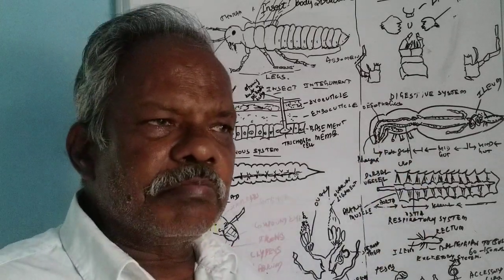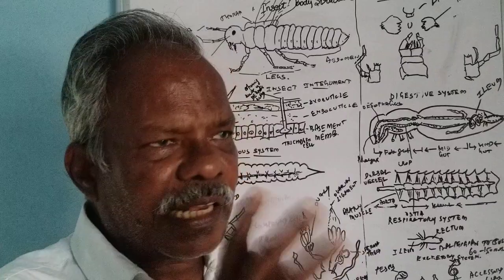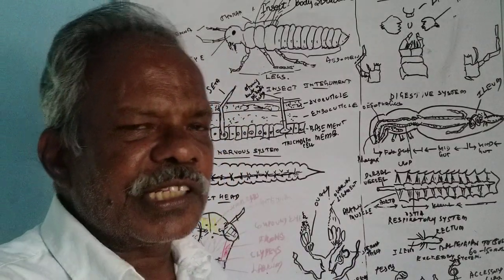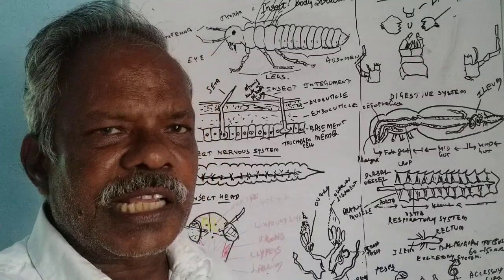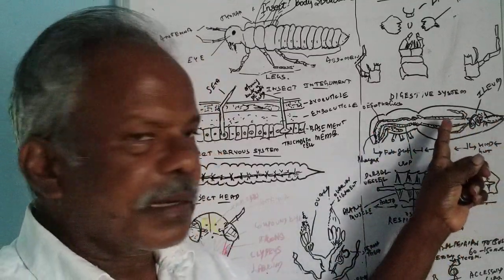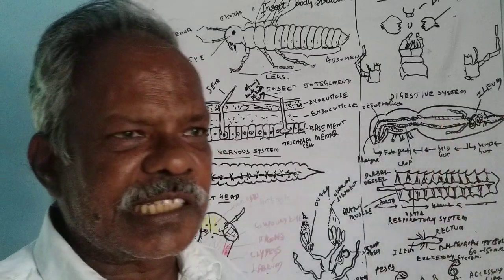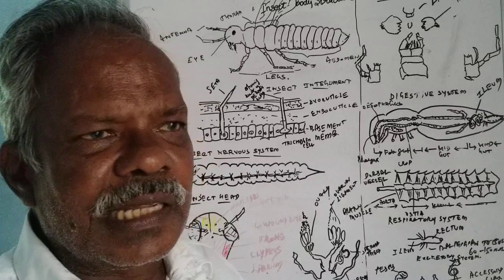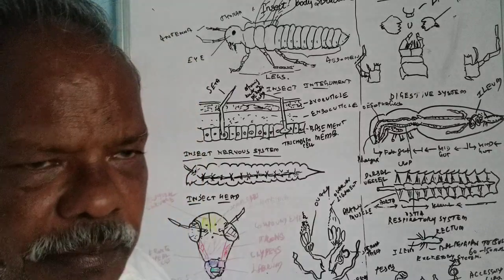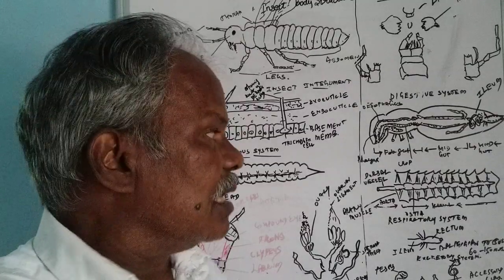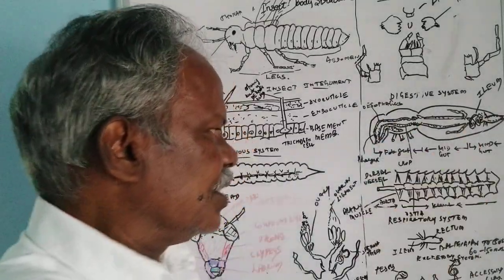Similar to the human being, here also it has to digest the carbohydrate, the protein, and the fat. All these structures, that is the proteolytic enzymes, the fat digesting enzymes, and the carbohydrate digestion mechanisms, are all available in the digestive system.